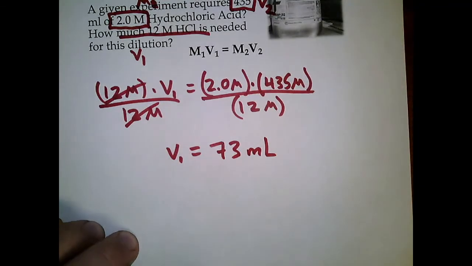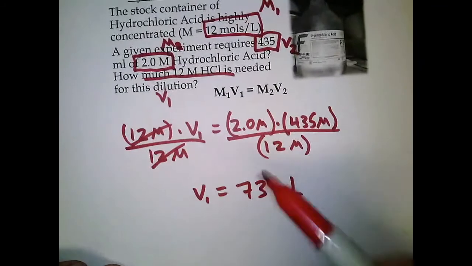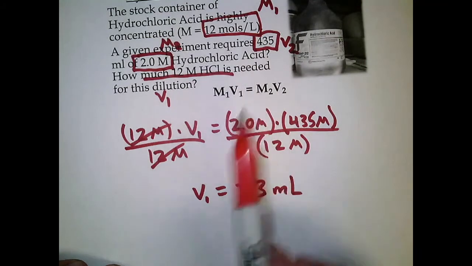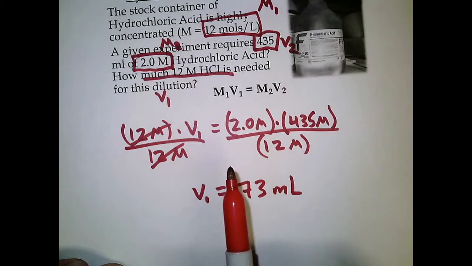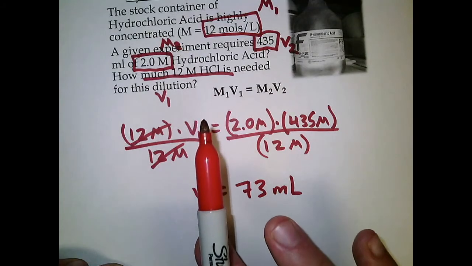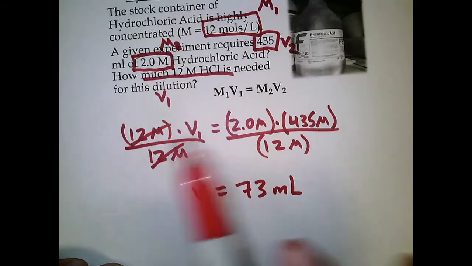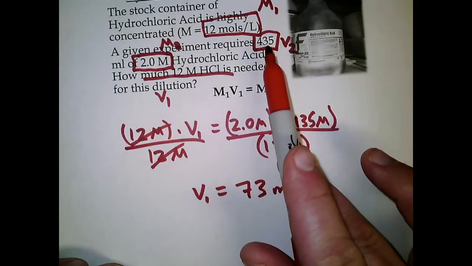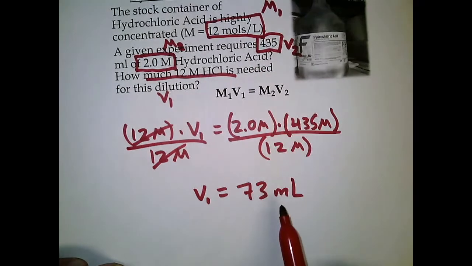milliliters. Now, you may have noticed that it gave me a volume in milliliters up here, 435 milliliters. I did not convert that to liters. I don't have to convert it to liters to actually do this problem. But my answer will be in the same units. So if I do convert this to liters, that's okay. But then your answer will be in liters. You wouldn't get 73 milliliters, you would get 0.073 liters.